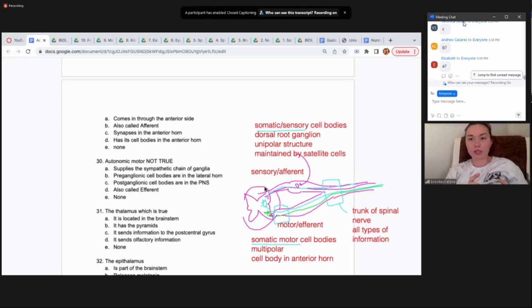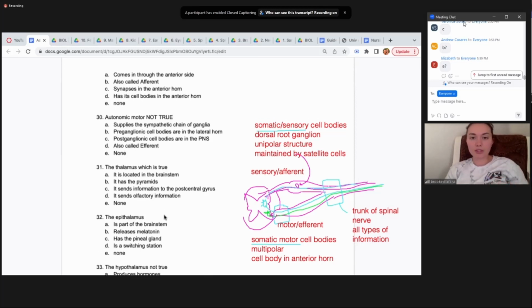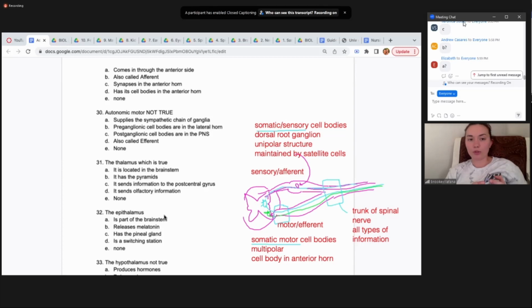So the autonomic motor does supply the sympathetic chain of ganglia. The preganglionic cell bodies are in the lateral horn. Remember, this is for autonomic motor, not for somatic motor. Somatic motor has them in the anterior horn. But autonomic motor, they're in the lateral horn. And then the postganglionic cell bodies, which are after the synapse, are always in the peripheral nervous system. Remember, the peripheral nervous system is once you leave the spinal cord. And then we know that motor is always called efferent, whether it's autonomic or somatic. Okay, so that was a tricky one, but all of those would be true.